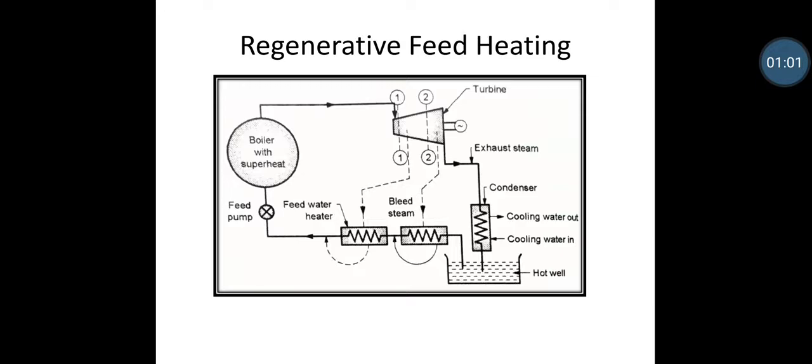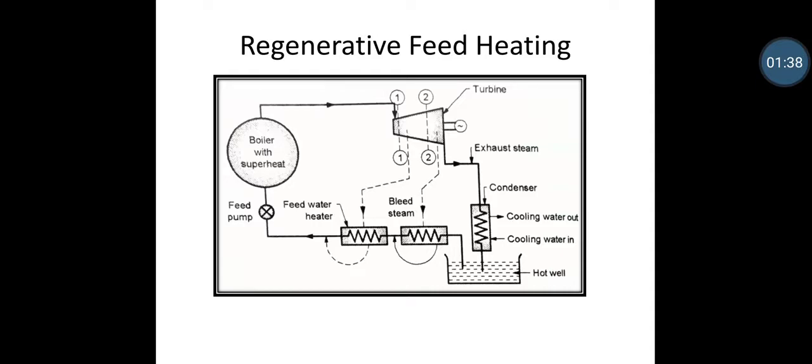Now we will be discussing regenerative feed heating. Now what is regenerative feed heating? In regenerative feed heating, the process of draining steam from certain sections of the turbine during its expansion, and using this steam for heating the feed water supply to a boiler, is known as bleeding, and this process of heating feed water is known as regenerative feed heating.